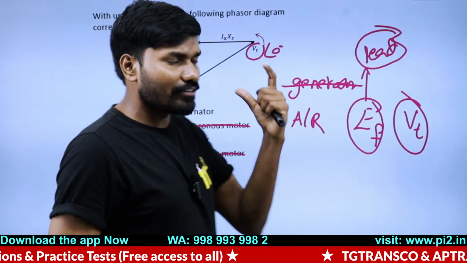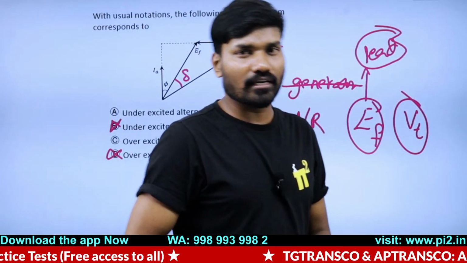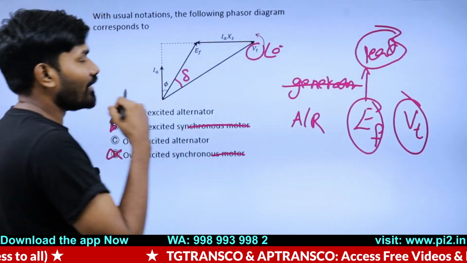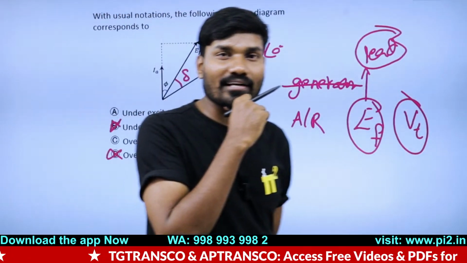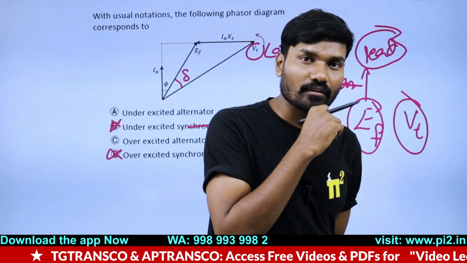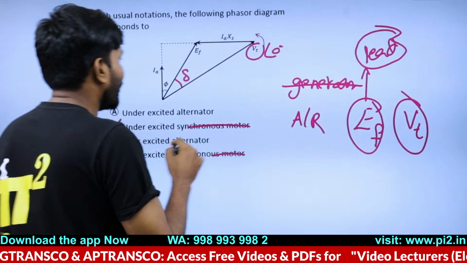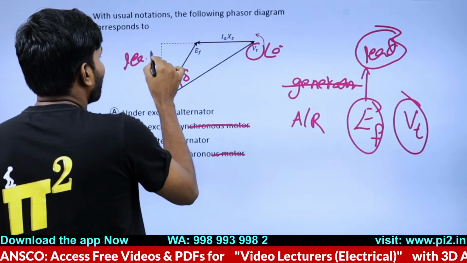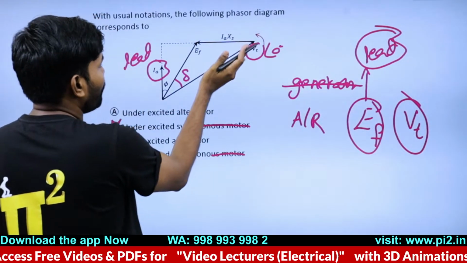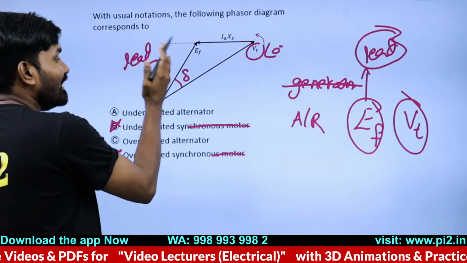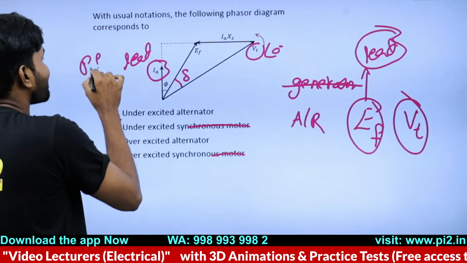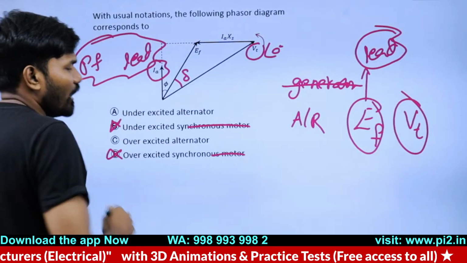This point is given in our lectures also. Okay. Next point is whether it is underexcited or overexcited. How to know whether it is underexcited or overexcited? Look at this. IA is leading, because VT is here compared to VT. Means power factor is leading power factor.